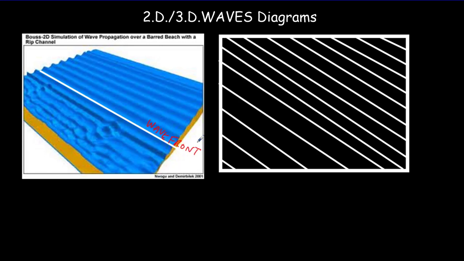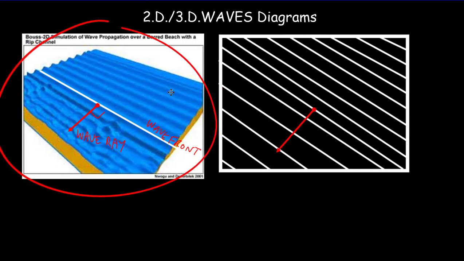And of course, waves will move in a direction that is perpendicular to that wavefront. So this here would be called the wave ray, and it just denotes the direction that the wave is moving in. So we might have a diagram like this to represent this situation here.